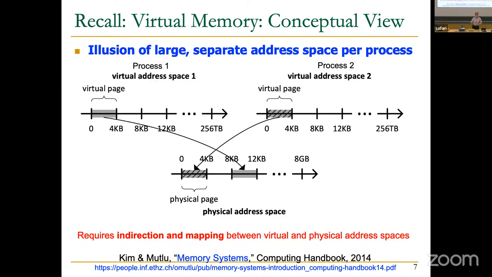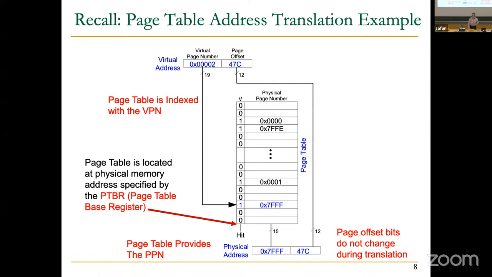And this provides a lot of benefits like we discussed last time. So I'm not going to go through all of those benefits again. Some of them may appear during the course of this lecture, but certainly this illusion of a large separate address space is helpful and it's maintained using indirection and mapping between virtual and physical address spaces. And we discussed what is needed to enable that indirection and mapping, and that's the page table. The page table is very interesting because it enables address translation. We've seen multiple examples. Again, I will not go through these again.